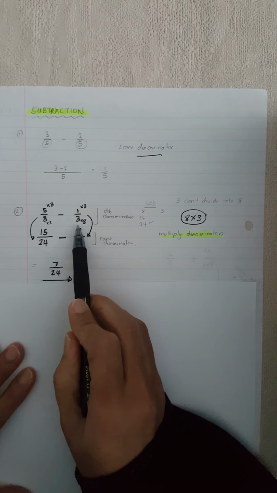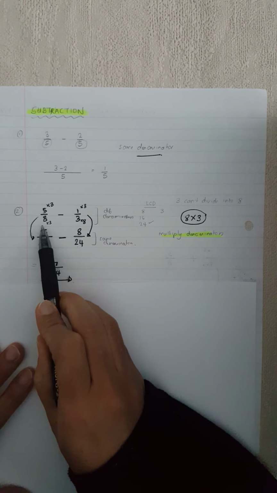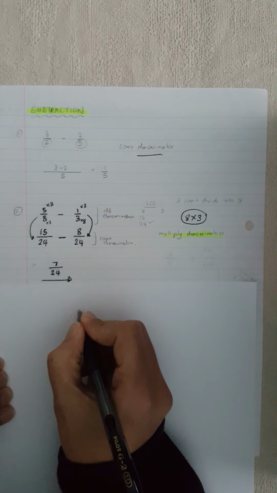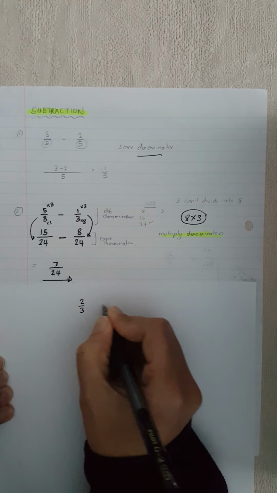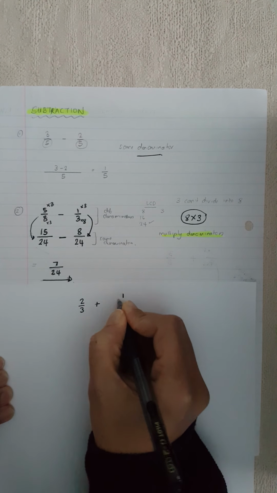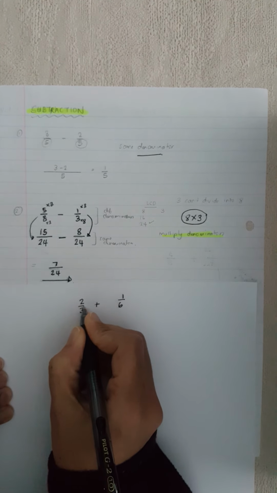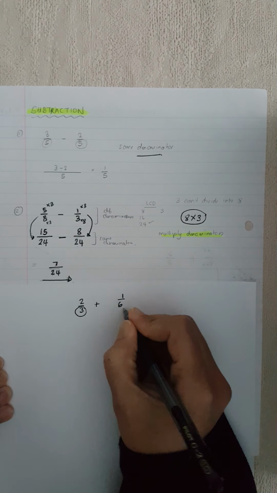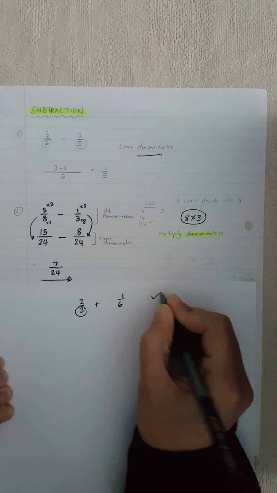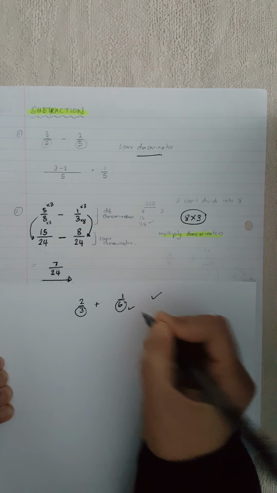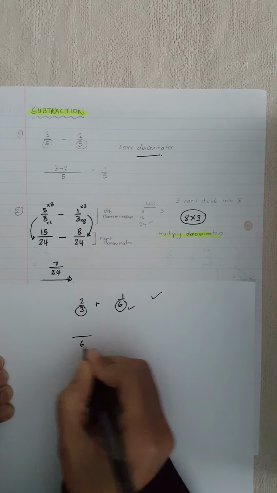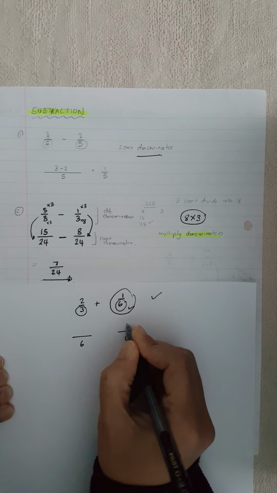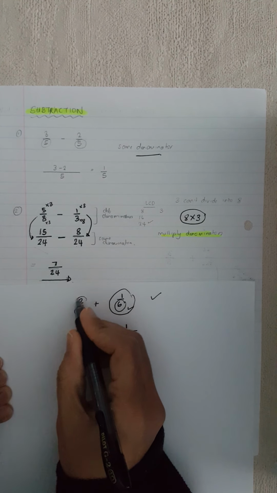If the small denominator can divide into the big denominator, let me give you an example. If I have 2 over 3 and I'm adding 1 over 6, I take the small denominator, which is 3, and I ask, can 3 divide into 6 equally? And my answer is yes. So then I would use 6 as my denominator. So I'm going to keep 6, and I'm going to keep 6. This one is fine. I don't need to change it. It's 1 over 6.